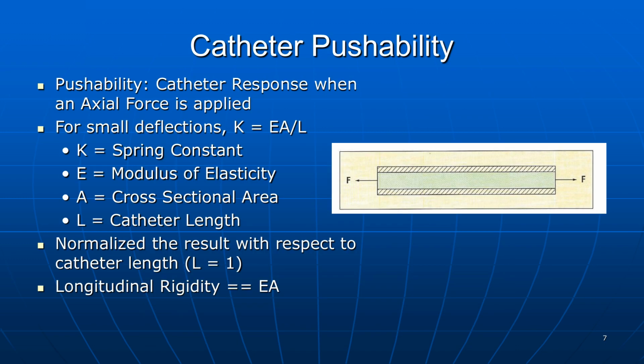Pushability is defined as the catheter response when an axial force is applied. For small deflections, the spring constant is defined as shown. K is a spring constant. E is defined as the modulus of elasticity. A is the cross-sectional area. L is the catheter length. We normalize this result with respect to catheter length by setting the catheter length exactly equal to the value of 1. We define the term longitudinal rigidity by setting it equal to the product of modulus of elasticity, E, times the effective cross-sectional area, A.